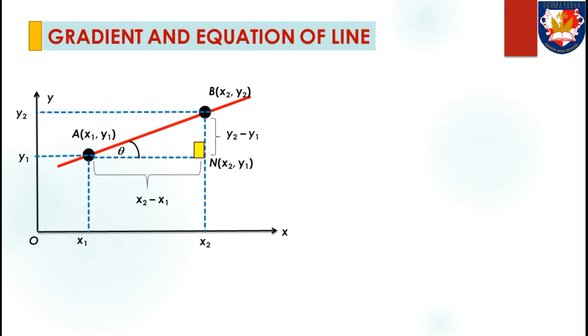Look at this following diagram. Given 2 points A (x1, y1) and B (x2, y2) joined together, forming a line AB, the gradient of line AB is defined as m equals (y2 minus y1) over (x2 minus x1) equals tangent theta. Theta is the angle formed by the horizontal line parallel to the x-axis and line AB.